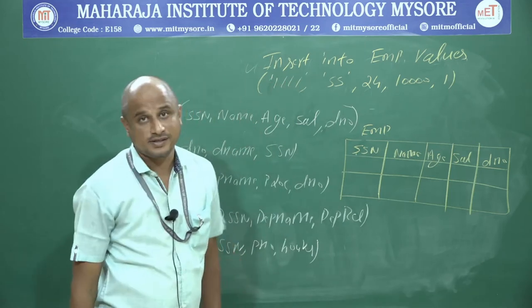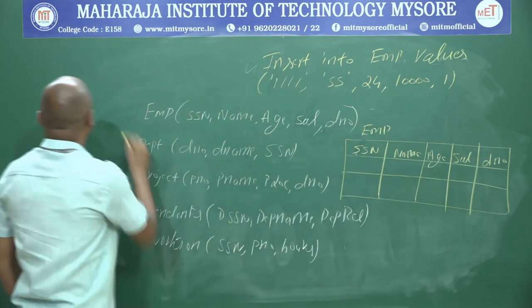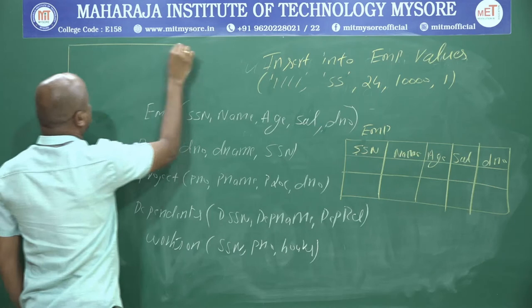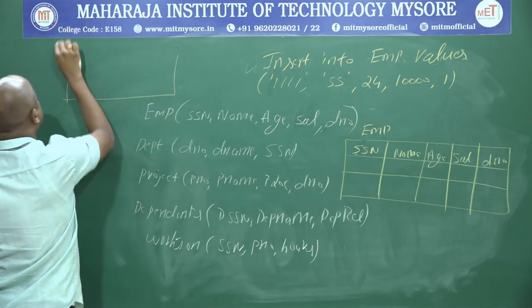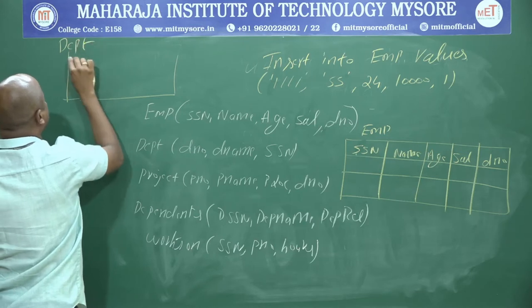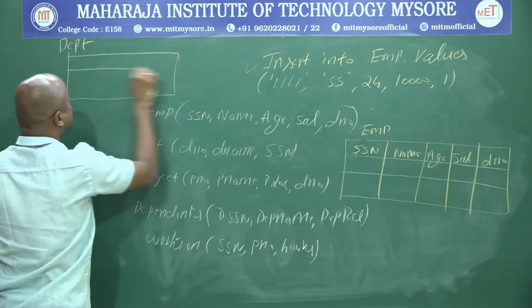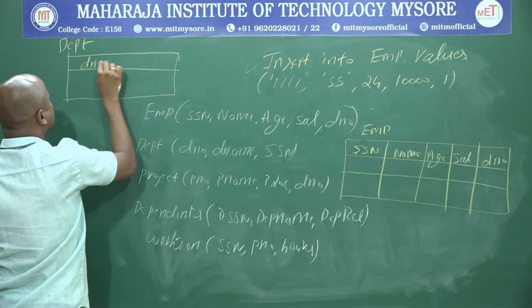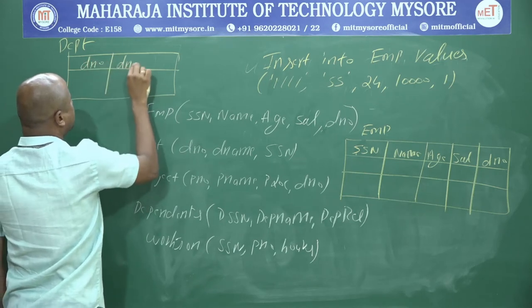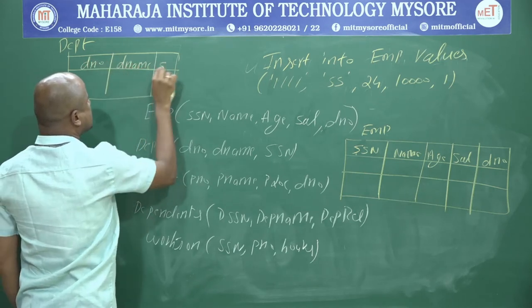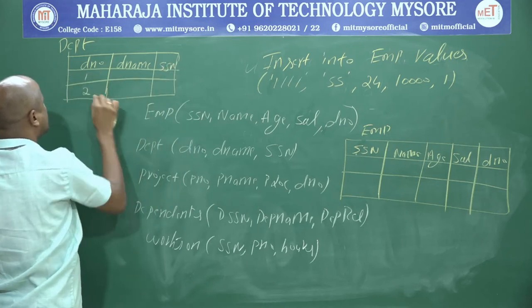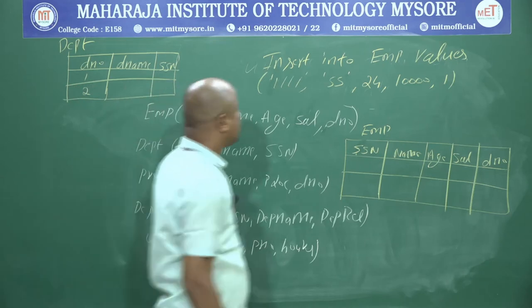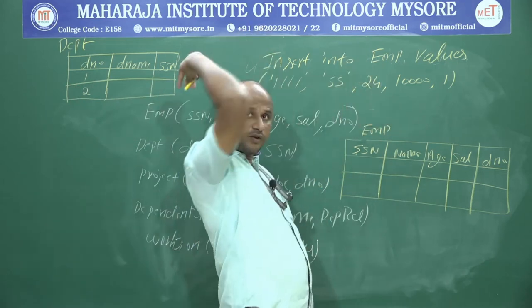It has been inserted. I must have another table, that is the department table. It may look like this: department table with D number, D name, and SSN. So 1 and 2 are the two departments that it has. Let us finish this one first, and at that point we can go for department.